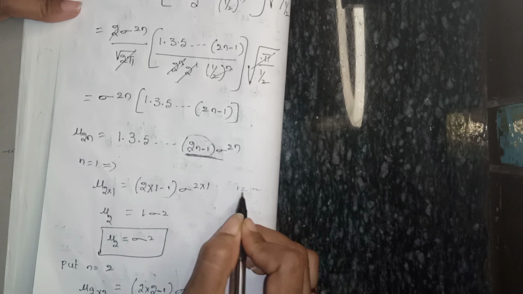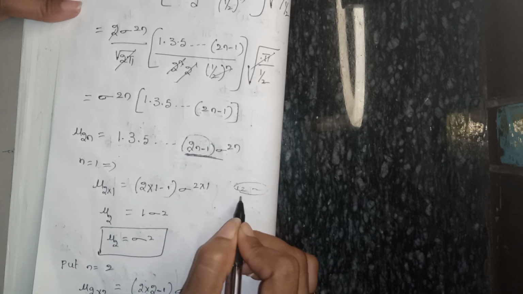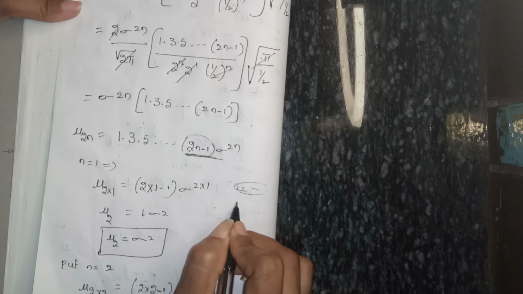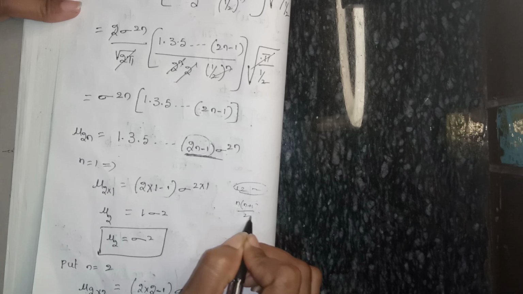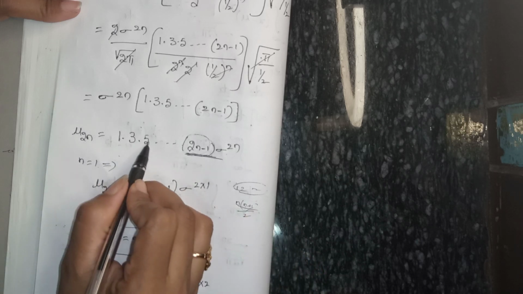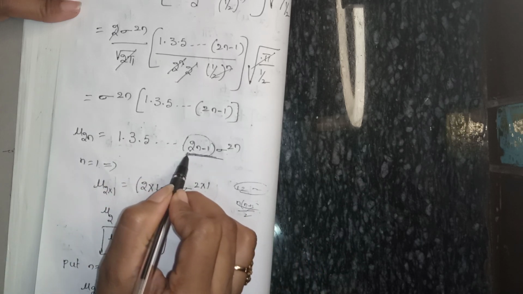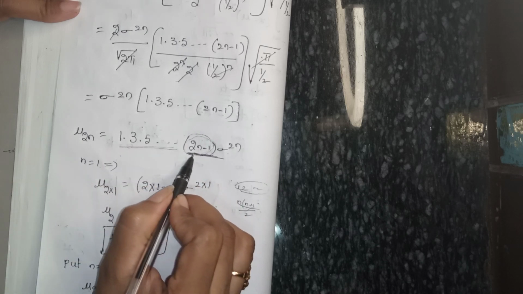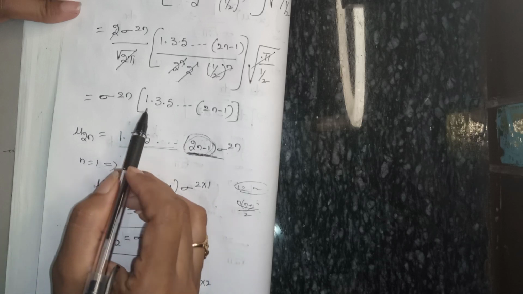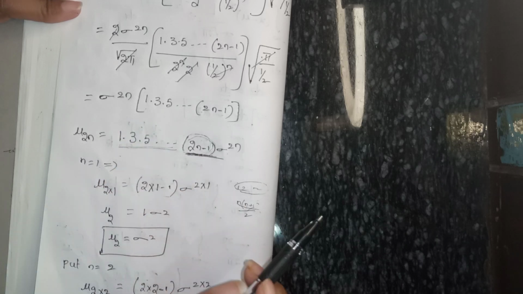Why? Because we all know that 1, 2, 3 and so on, if we consider these as n natural numbers, at that time we write n into n plus 1 by 2, like this, no? So in this way, if you go on like this, the nth term will be this one. So no need of considering this term, you just consider only this term. But this is the basic formula, so that's why we have written like this.